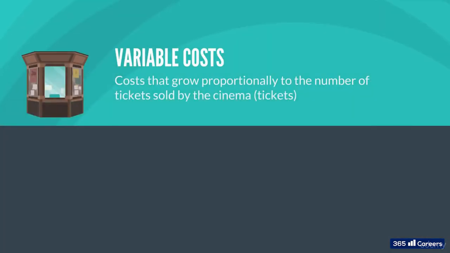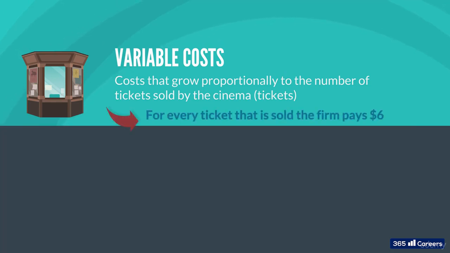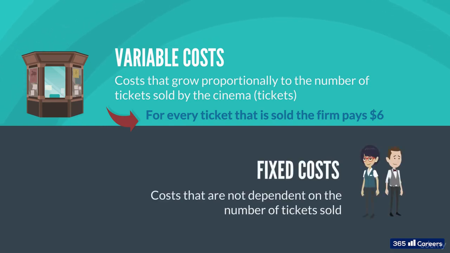Let's start by looking at the cost structure of the firm. There are two types of costs, variable and fixed costs. In our case, the money paid to movie producers is a variable cost, right? It grows proportionally to the number of tickets sold by the cinema. If it sells one ticket, $6 will be owed, and when it sells 12,000 tickets, $72,000 is owed. For each ticket sold, the firm pays $6. Simple as that.